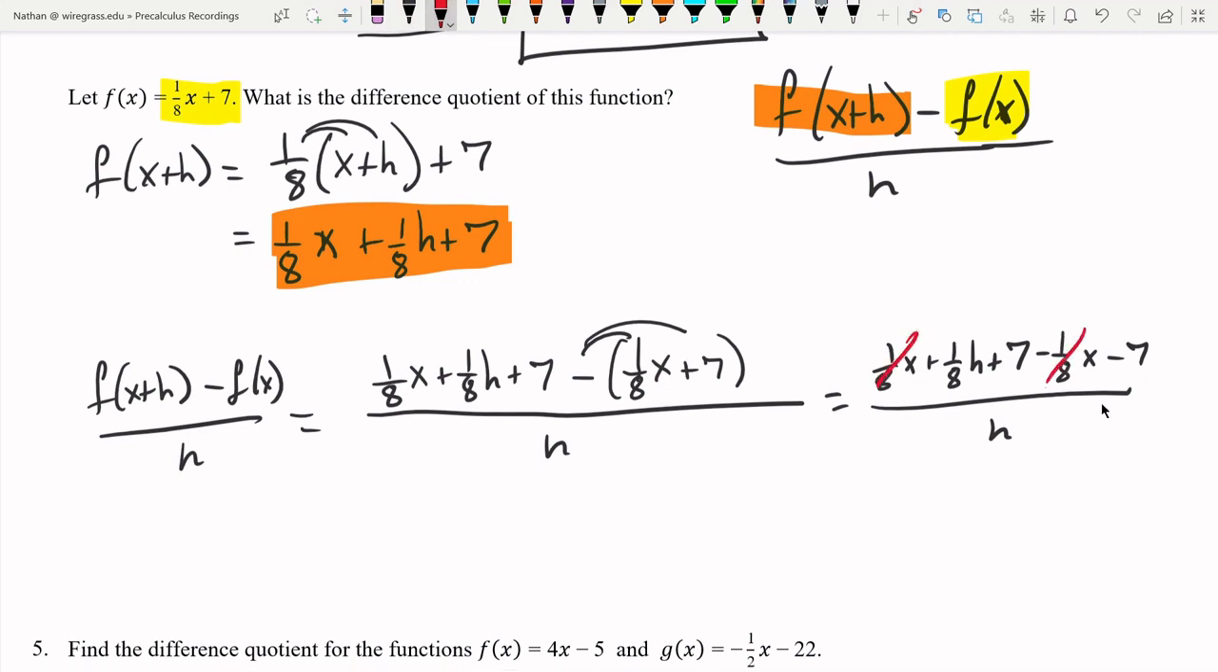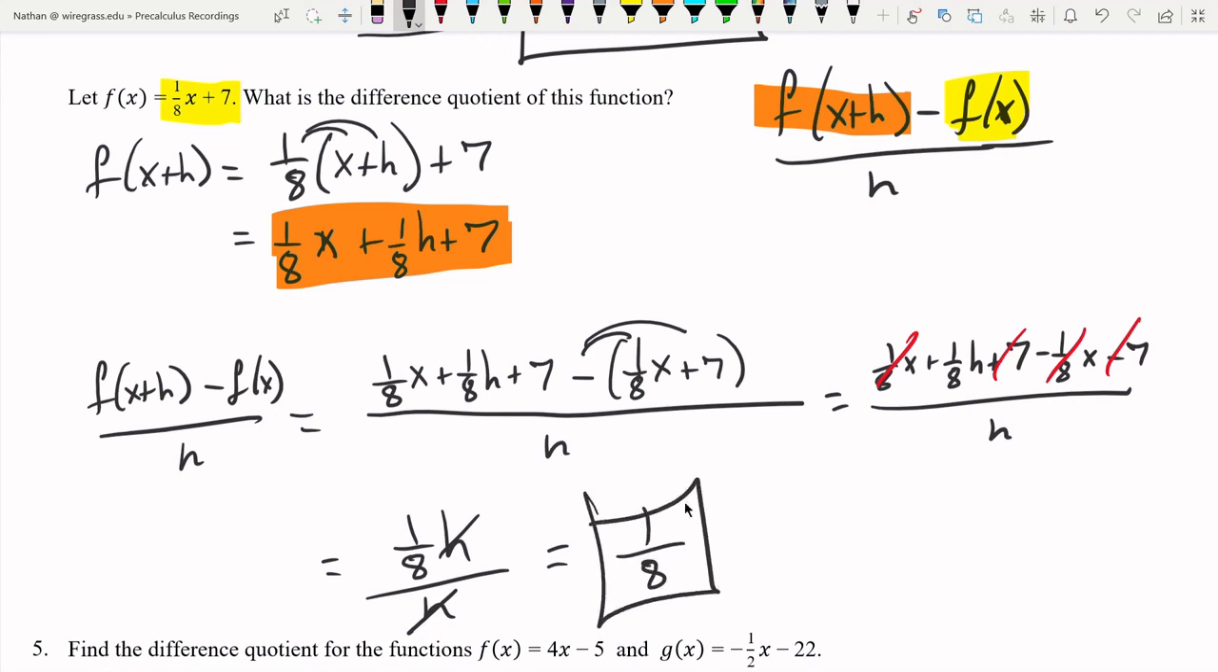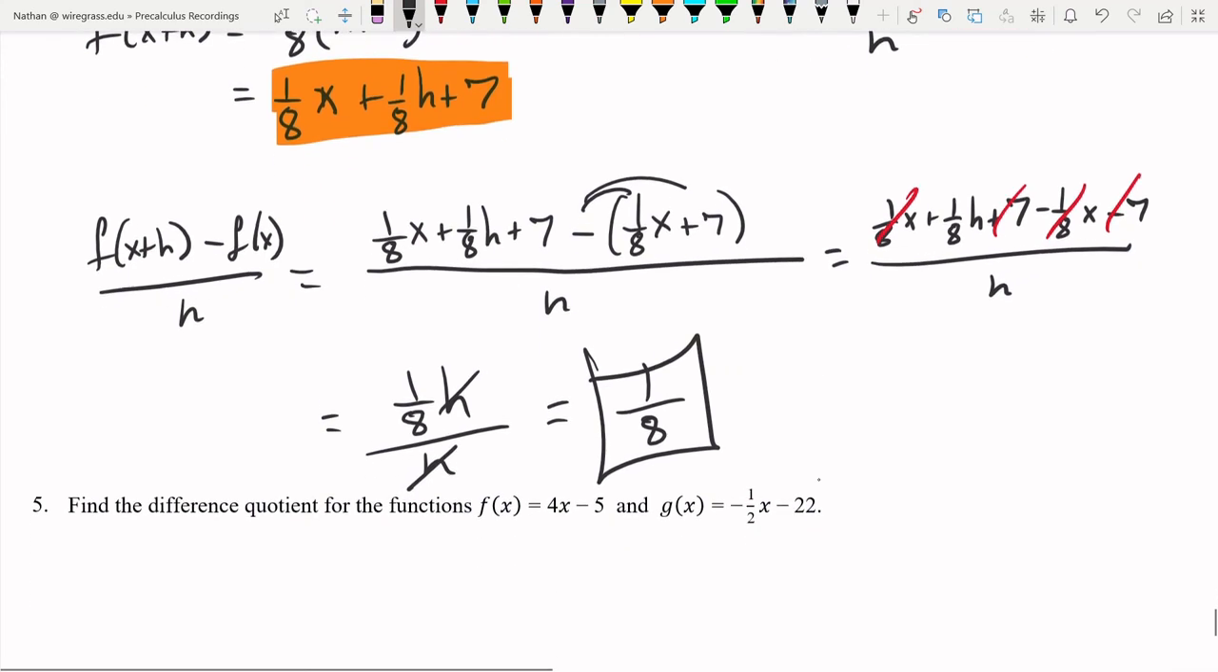The 1/8 x and the 1/8 x cancel, plus 7 minus 7 cancel, and we get 1/8 h over h. At this point you can see we can just cancel out the h. And this difference quotient is just 1/8. Okay, give it a try in number 5.